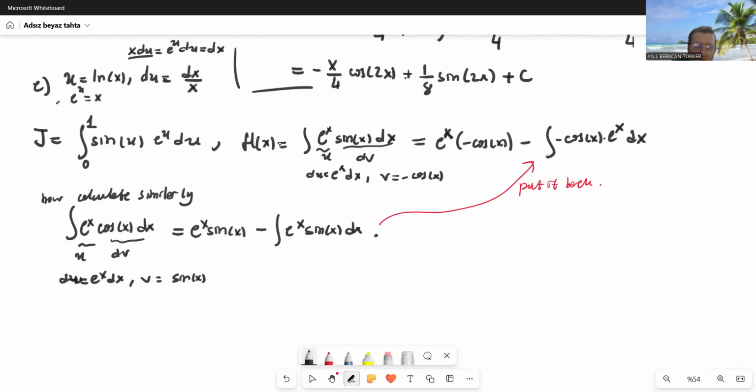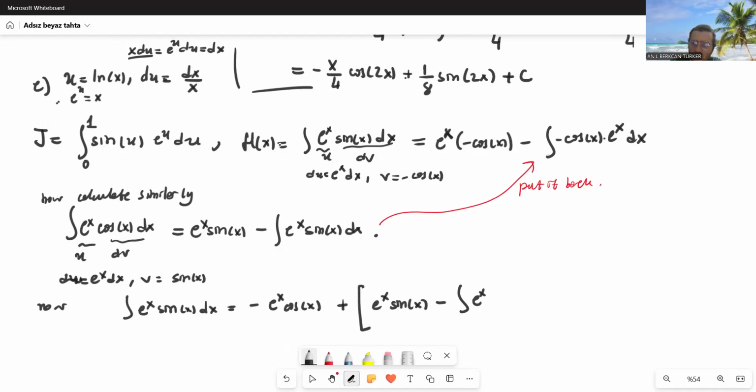So let's see what happens. Now your h of x, let's just put the integral of e to power x sine x dx is equal to minus e to power x cosine x plus this integral e to power x cosine x dx.